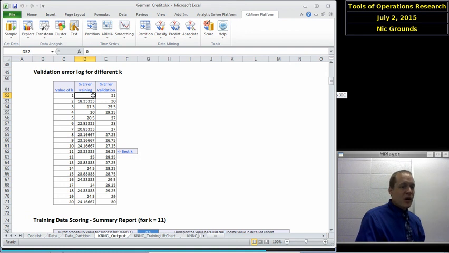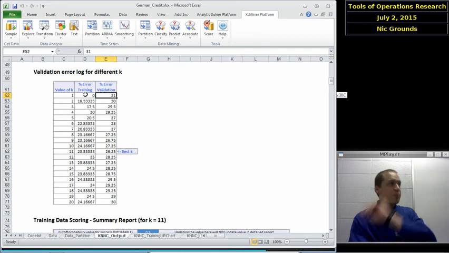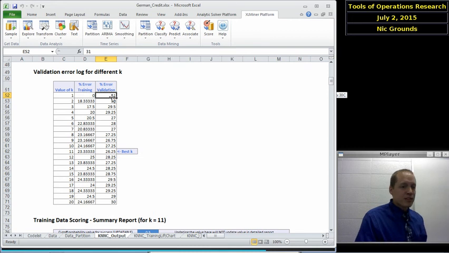So don't be surprised that your lowest percent error training is always a k of 1. Generally that will be one of your worst validation errors, right? Because just because that one record in the training set was good for predicting itself probably doesn't mean it's good for predicting something else in the validation set, right? Which is why we have a validation set, right? So that's what leads us here to determine a k of 11 seems optimal.